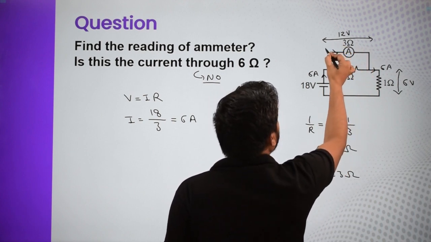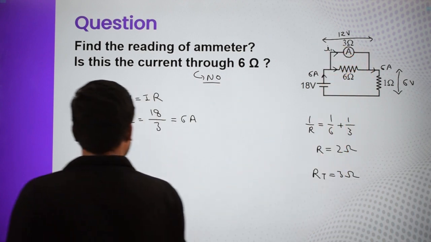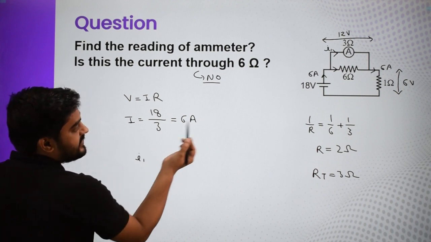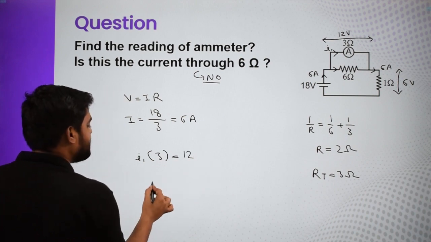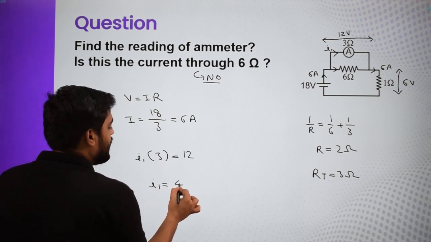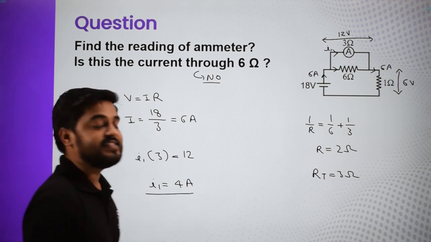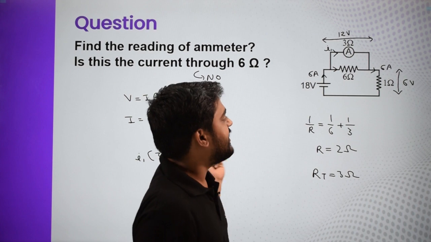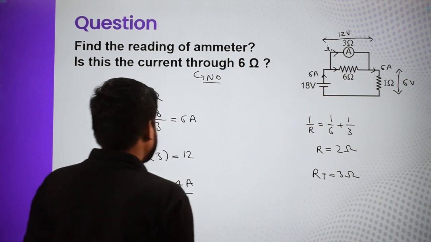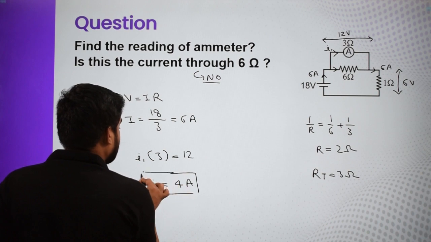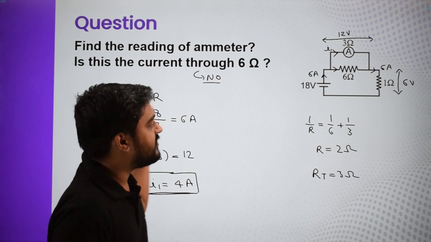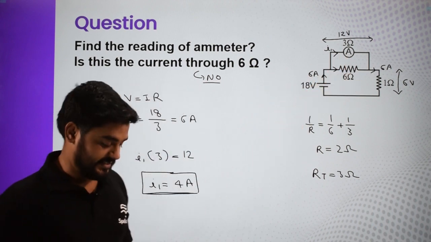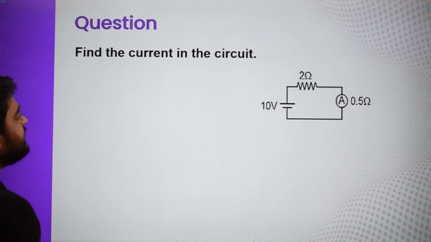I want this current, I am calling it I1. So I can simply write that I1 into R, and the resistance of that ammeter is 3 ohm, is nothing but that 12 volt. And that gives me I1 is nothing but 12 by 3, so 4 ampere. What does that mean? Out of 6 ampere, 4 ampere is going in that branch, and the rest of the 2 ampere is going in the other branch. And this is also the reading of that ammeter. So the ammeter will tell that the reading is 4 ampere. Now, by the way, that is not the current in this 6 ohm, as we have already discussed. Now, the next question says find the current in the circuit.